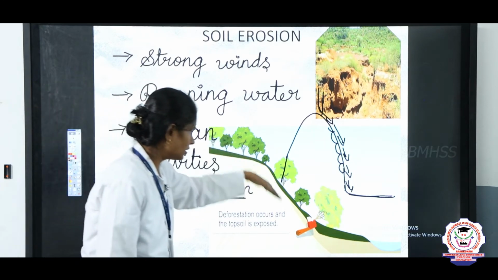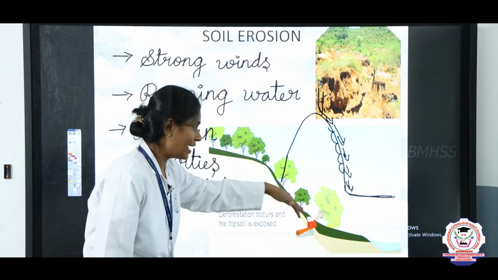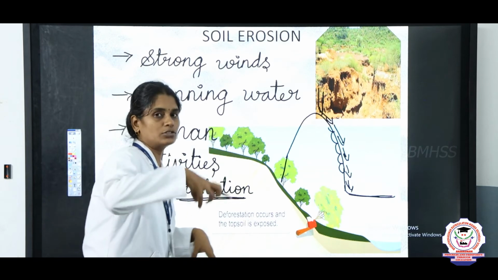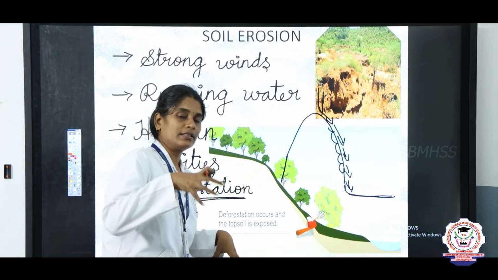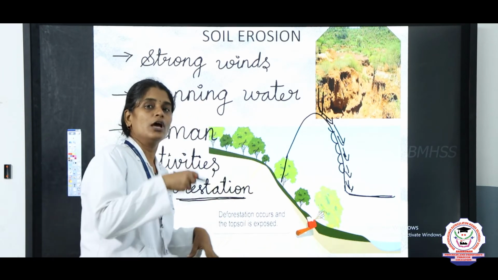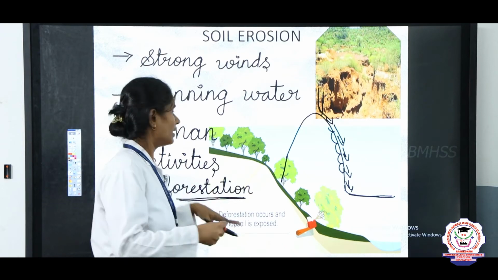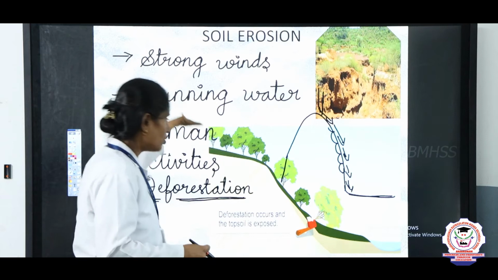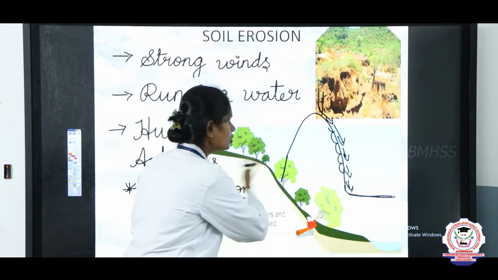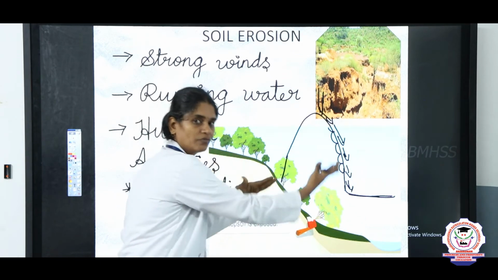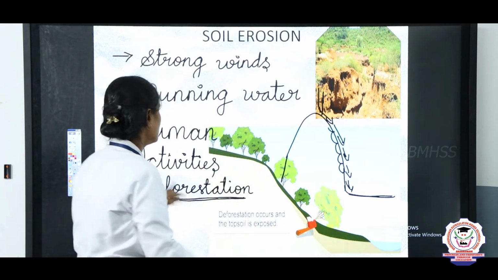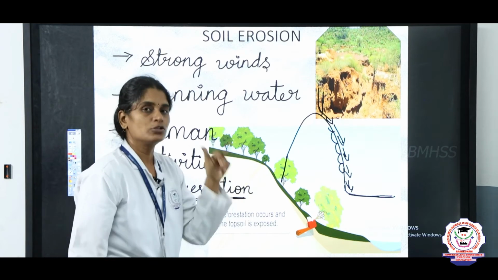When we remove the trees or the plants, actually the roots of the trees are fixed into the soil very tightly and thereby hold the soil together. The roots of the plants or trees hold the soil together and thereby prevent soil erosion. But if we cut all the trees, there will not be any roots to hold the soil together, and thereby there is a chance for the soil to move off from that place to any other new place, maybe because of wind or water. So deforestation is also a cause for soil erosion.